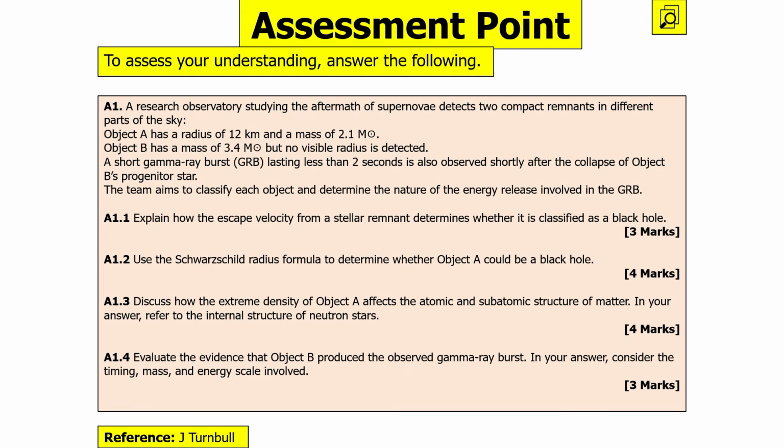Explain how the escape velocity from the stellar remnant determines whether it's classified as a black hole. Use the Schwarzschild radius formula to determine whether Object B could be a black hole. Then discuss how the extreme density of Object A affects the atomic and subatomic structure of matter. In your answer, refer to the internal structure of neutron stars. Then evaluate the evidence that Object B produced the observed gamma ray burst. In your answer, consider timing, mass and energy scale involved. So pause the video now, then unpause the video when you want to go through your answer.